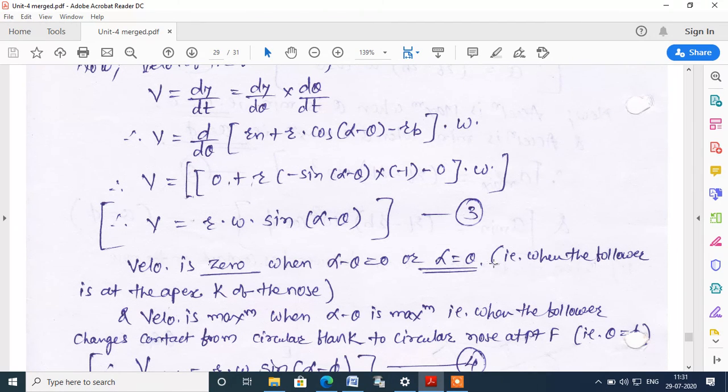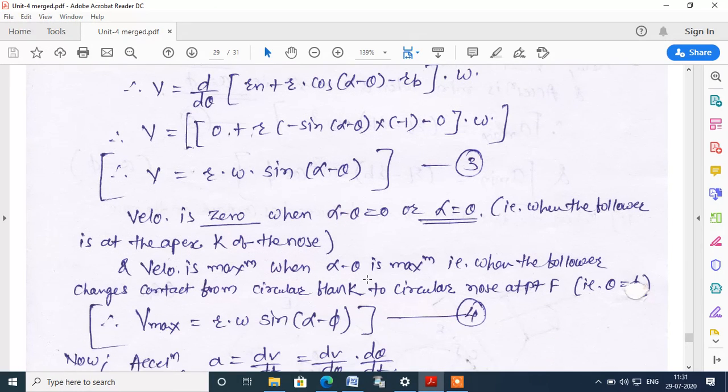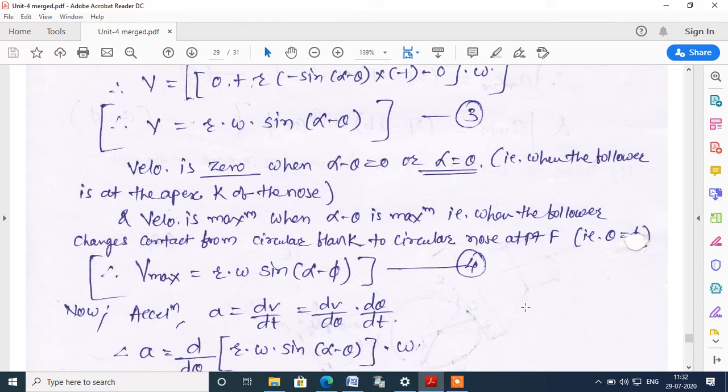That means alpha equals theta, when the follower is at apex K of the nose. Now velocity is maximum when alpha minus theta is maximum, when the follower changes contact from the circular flank to the circular nose at point F. That is theta equal to phi. So we can write V max equal to R omega sin (alpha minus phi).